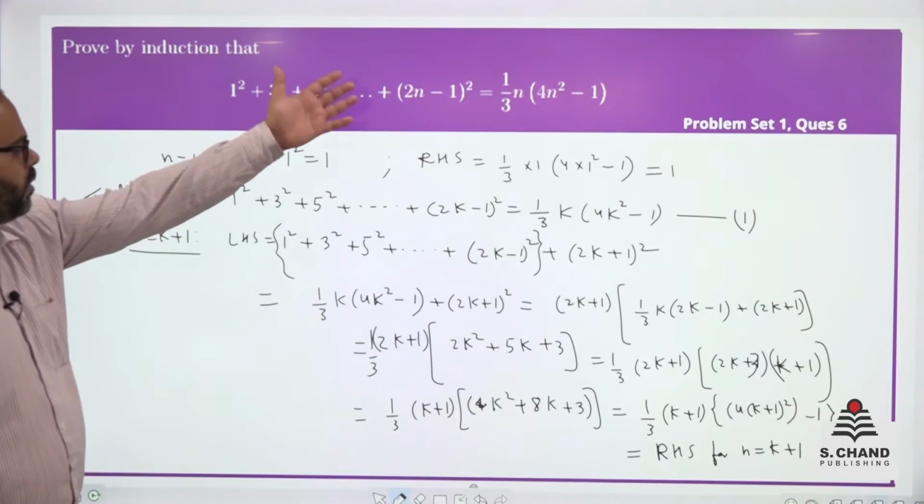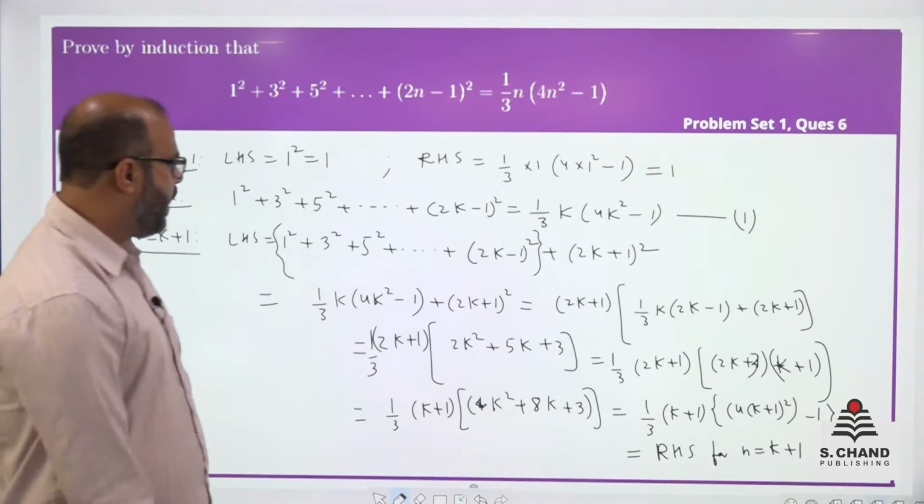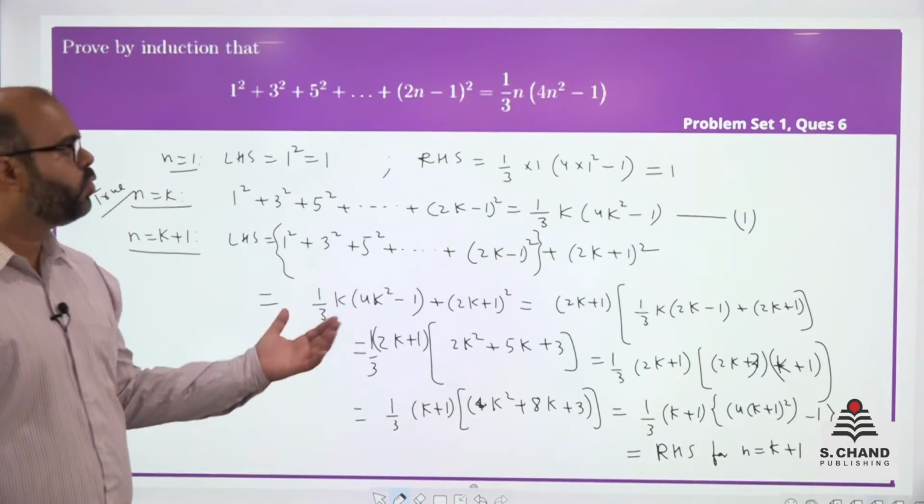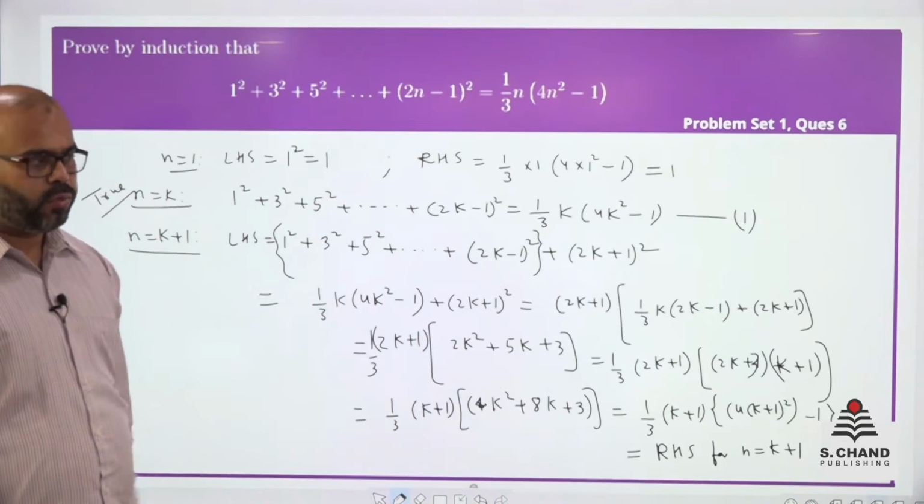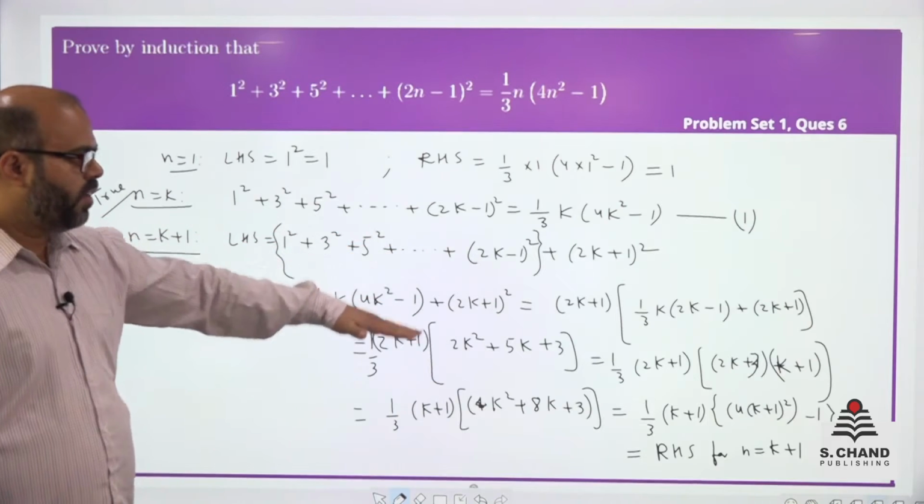So this is how you can prove this, right? Hence it is true for all n belonging to natural numbers, because for 1 it is true, for k we assumed it to be true, and for k plus 1 we have proved it to be true.